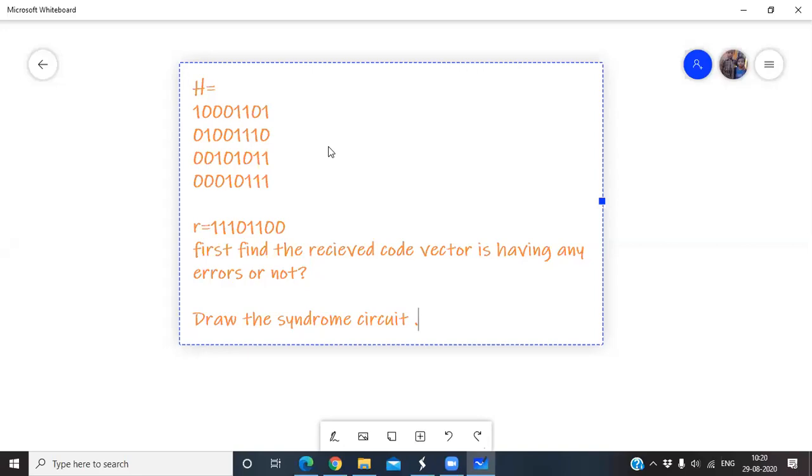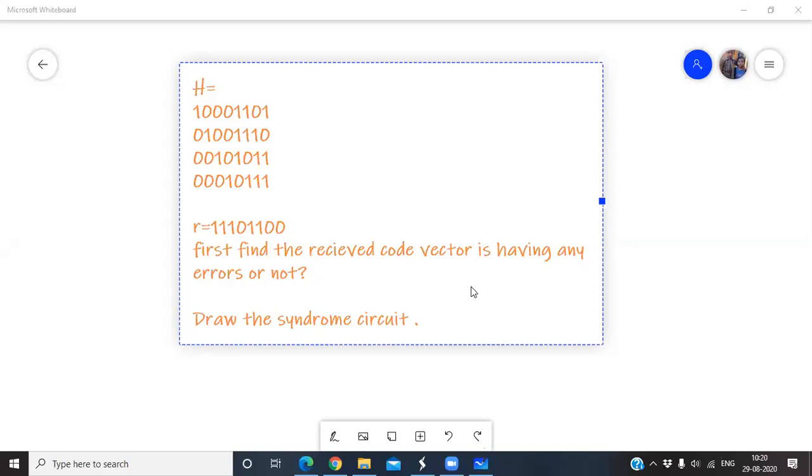First, tell me what is the size of this block code? Is it 6, 3, 7, 4 or 8, 4? It is an 8, 4 block code, right? So how many syndromes are there? 4 syndromes, right?